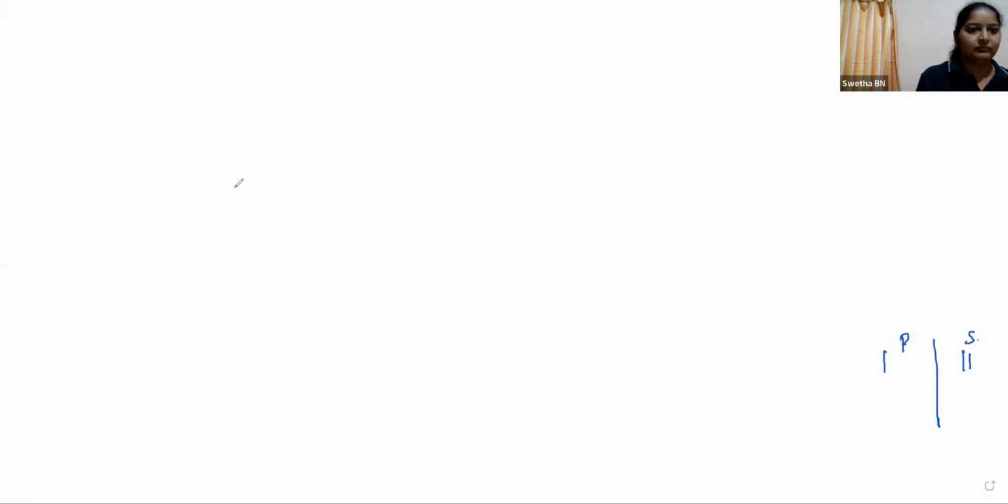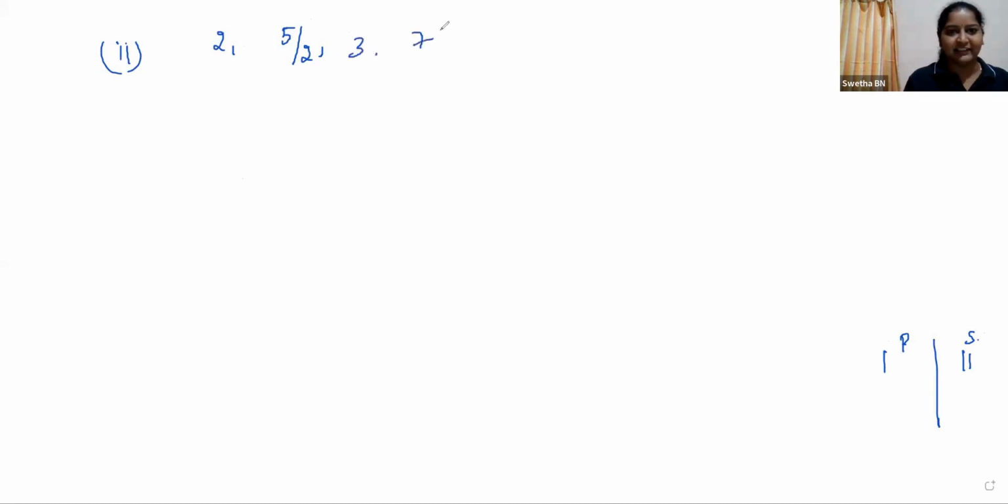Next question. 2, 5 by 2. Not sure. Tell me, Panchami. Ma'am, the second one is also not in the AP. Very good. Okay, I will check it. Have you written the question already? 7 by 2. So D is equal to 5 by 2 minus 2.